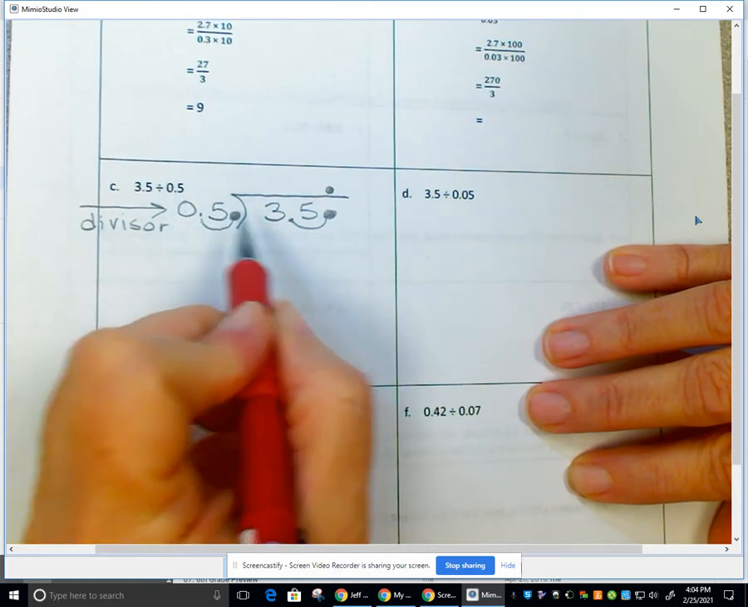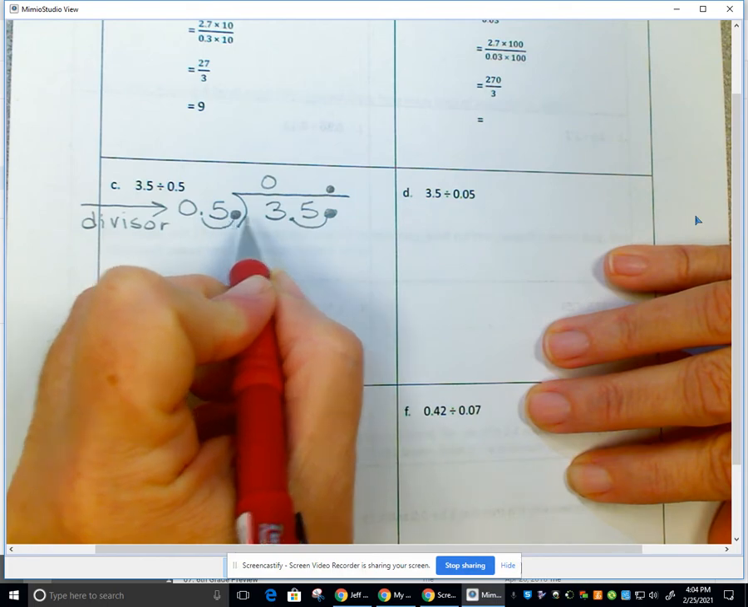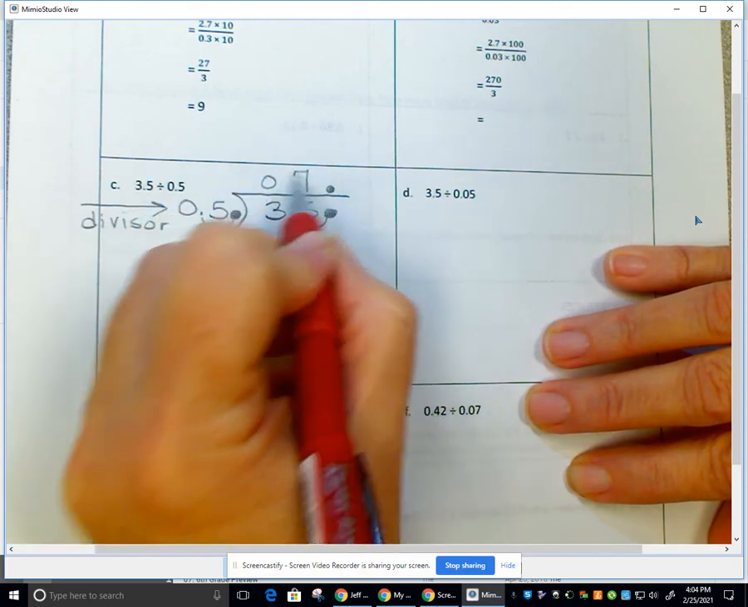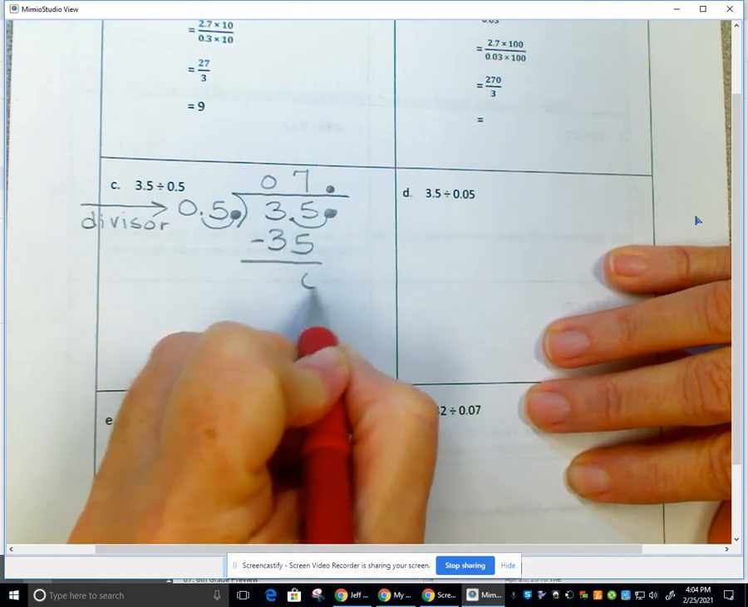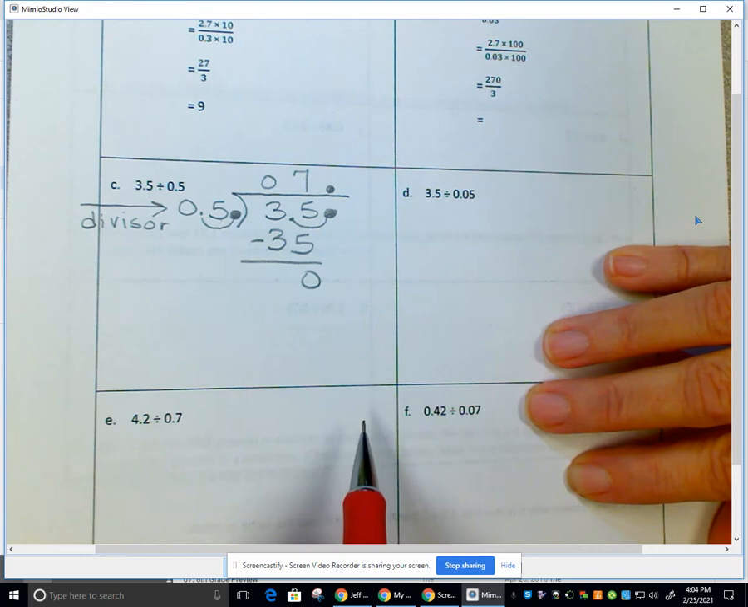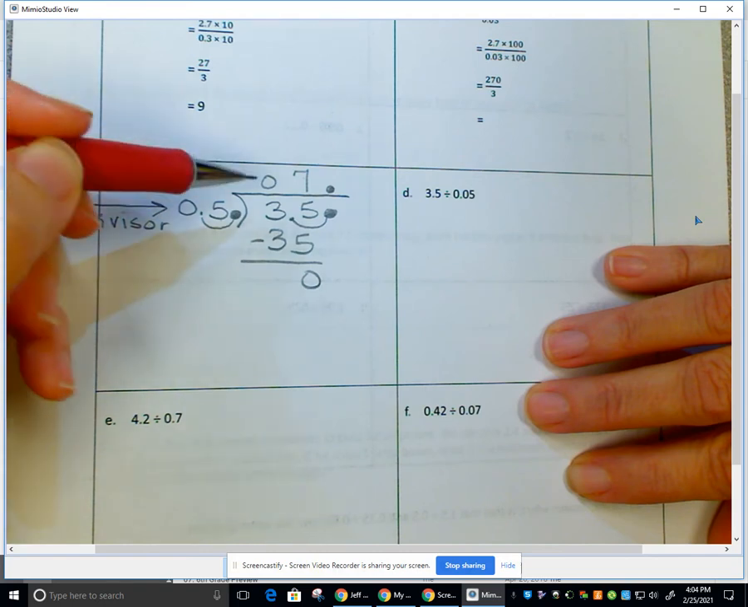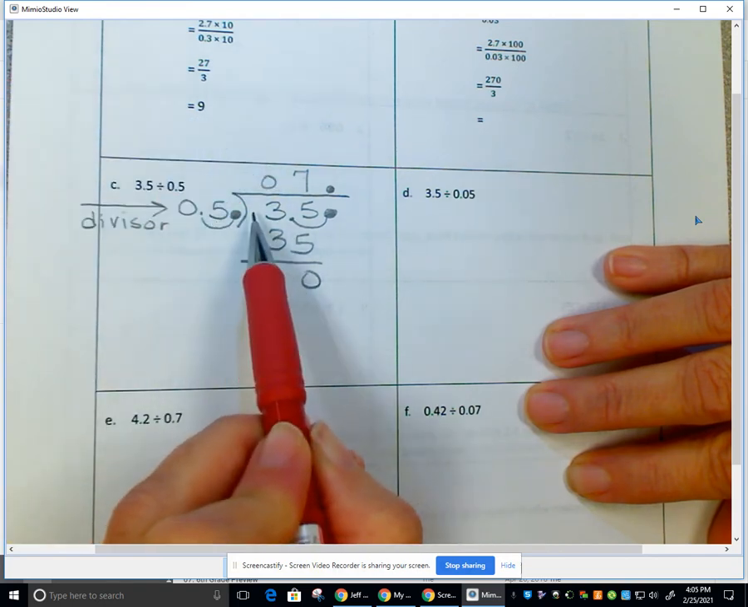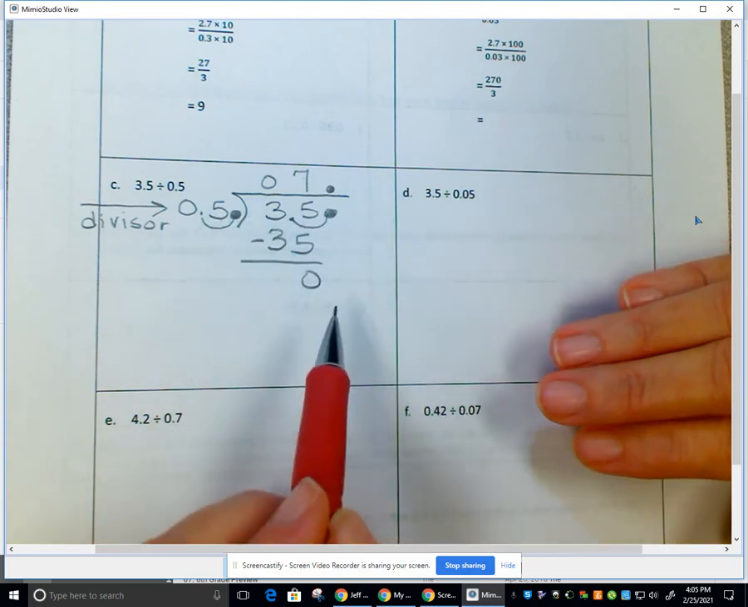Now I'm dividing 5 into 35. 5 won't go into 3, but 5 will go into 35 7 times. 7 times 5 is 35. Subtract, 0. My answer is 7. So this problem, 3 and 5/10 divided by 5/10, would also be 7. The reason we're moving the decimal, multiplying each number times 10, is to get this number in friendlier terms.